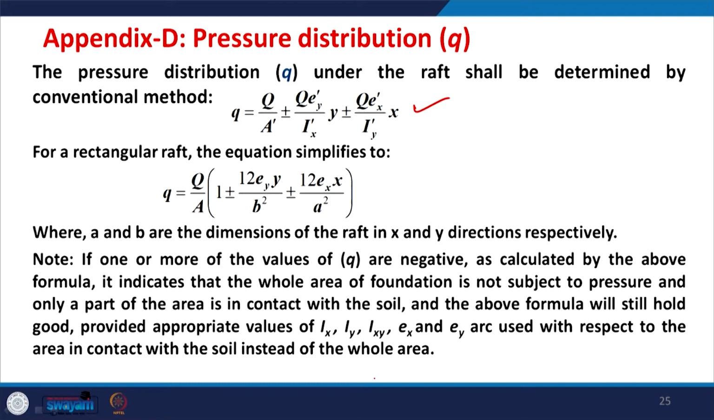So, here is a small correction: if you get any negative value from this equation, that negative area should not be used in the calculation. In that case, instead of using the whole area, we use only the area A which is positive. Because we need to be on the conservative side, otherwise it may be unsafe. So, the negative values, or the area corresponding to negative values, need to be ignored. So, this was Appendix D.